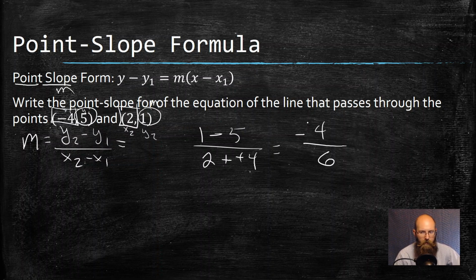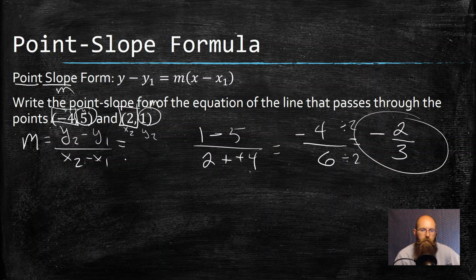Now I don't want to leave my slope like this. I want to simplify it further, because negative 4 over 6 will reduce. I can divide my top and my bottom by 2. So 4 divided by 2 is 2. What's 6 divided by 2? 3. So that's my slope, negative 2/3. But I'm not done. I know we've done a bunch of work, but I'm not finished yet.